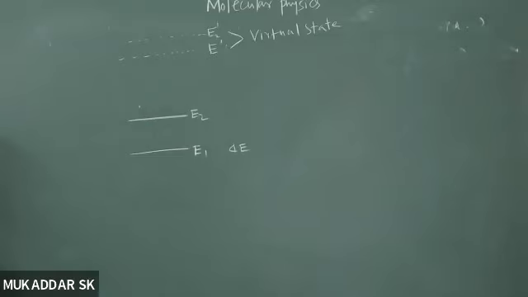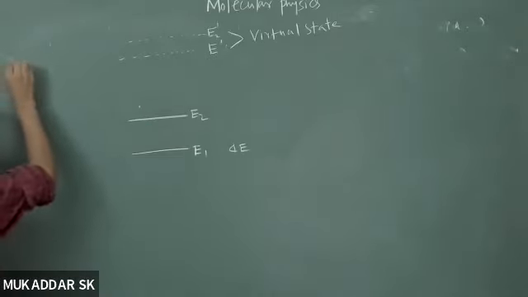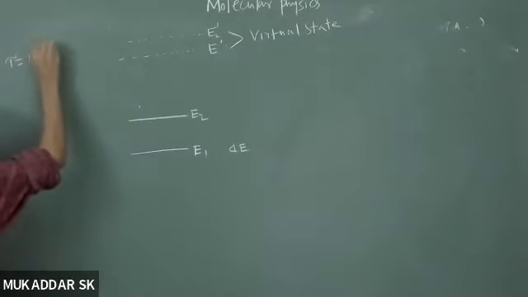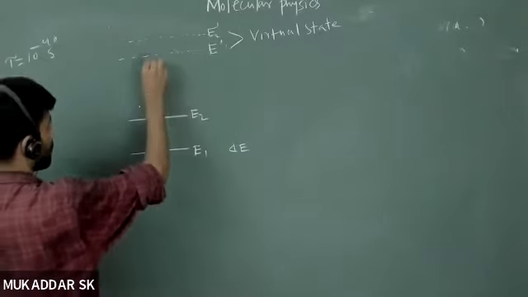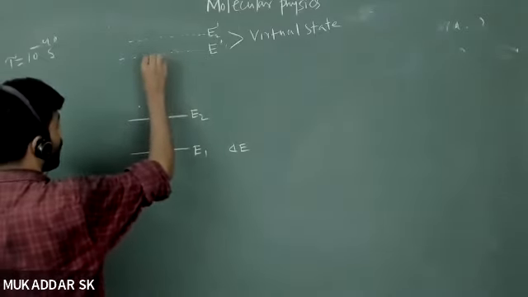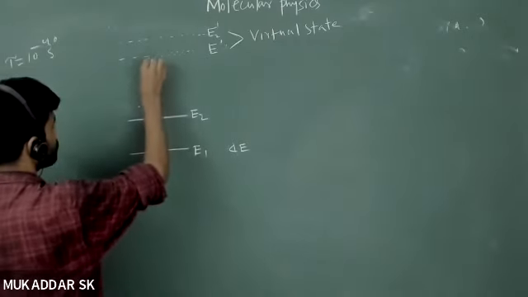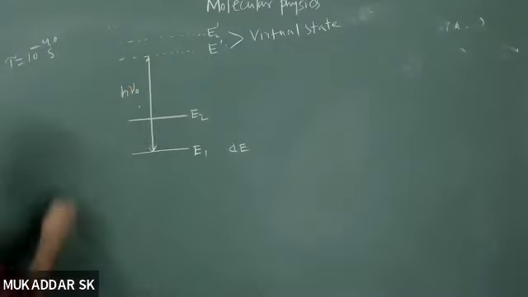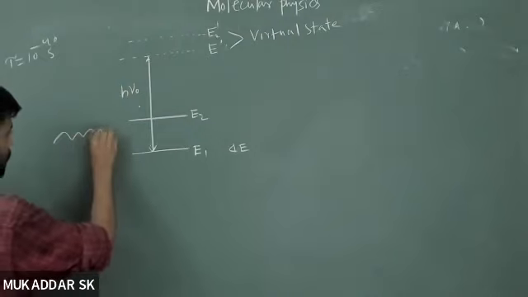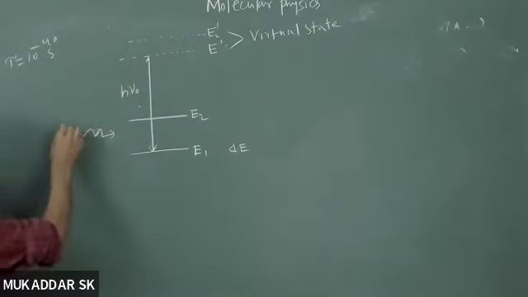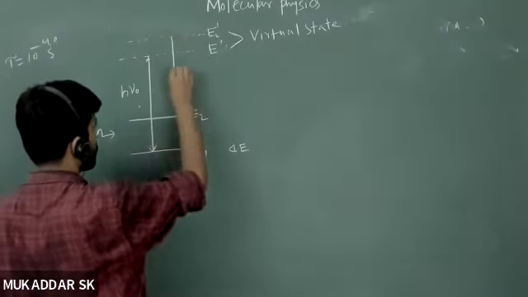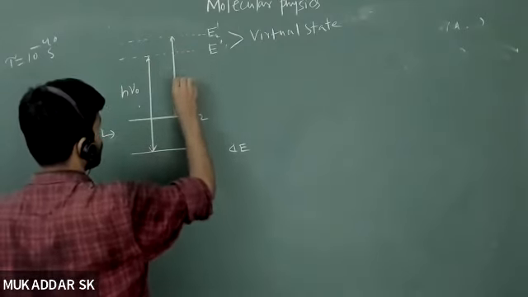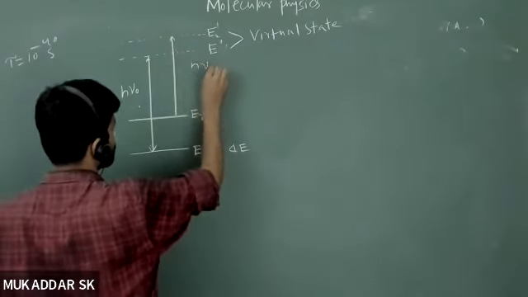So this virtual state is very short-lived. Its lifetime is around 10 to the power minus 40 seconds. Okay. The gap between E1 dash and E1, that gap is basically H nu 0, and that is actually the energy of your incoming beam. And the gap between E2 and E2 dash is the same, H nu 0. Okay.